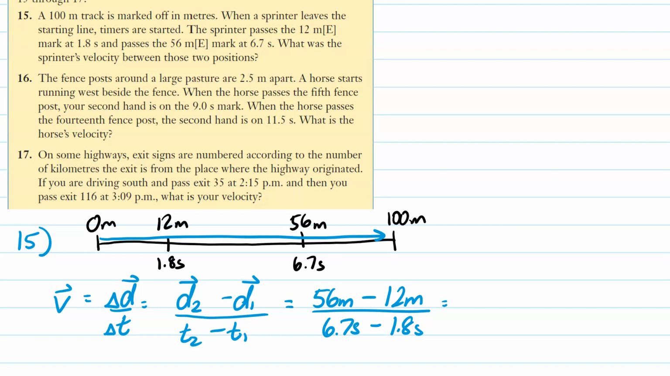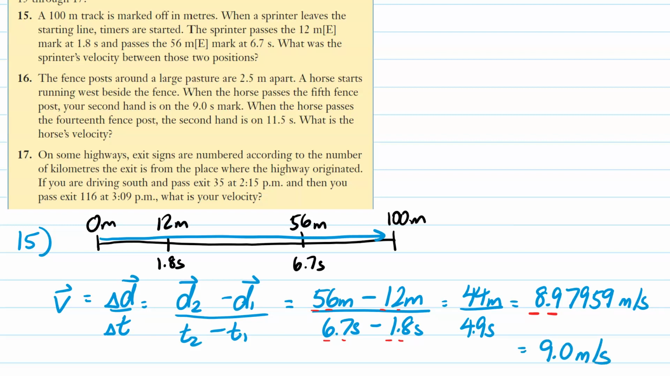56 minus 12 is 44, that's meters. 6.7 minus 1.8 is 4.9 seconds. 44 divided by 4.9 is 8.97959, etc. meters per second. If we're looking at significant digits, there are 2 significant digits in each of our data points. So our final answer should have 2 significant digits. Our final answer then should be 9.0 meters per second.